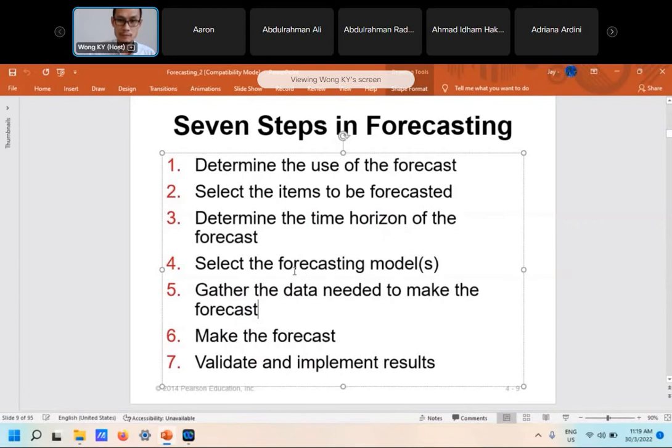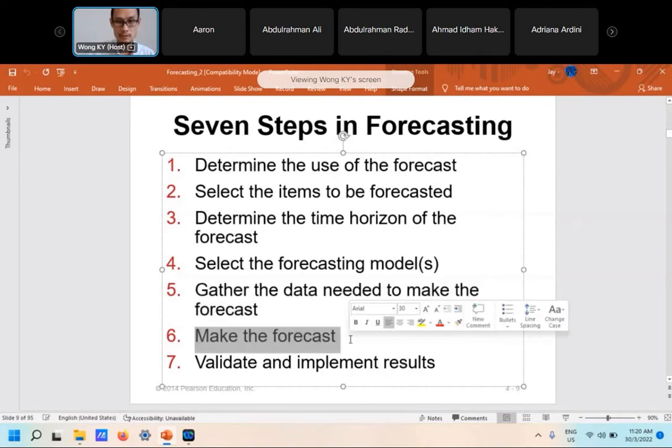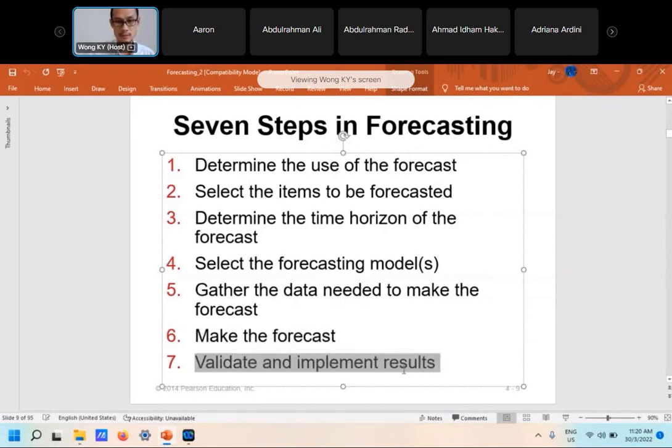Now, before you can forecast, you need data. So you have to gather the data needed to make the forecast. But of course, in exams and tests, data will be given. But in practice, you have to collect the data. Once you have the data and have selected the model to use, then you can calculate the forecast. And the last step, normally people will validate the forecast and implement the result.